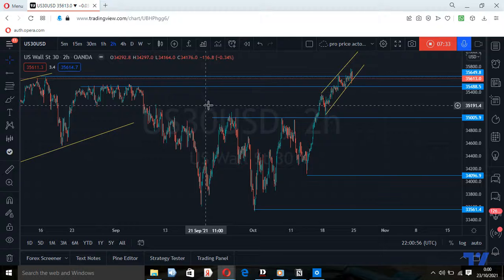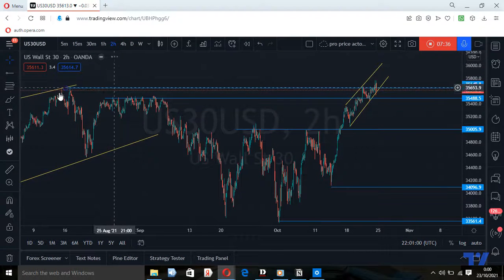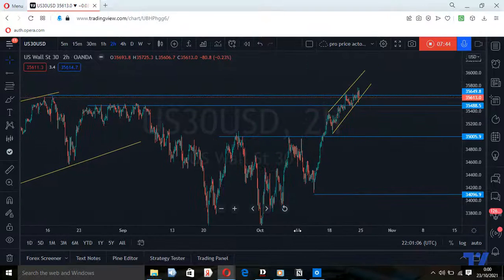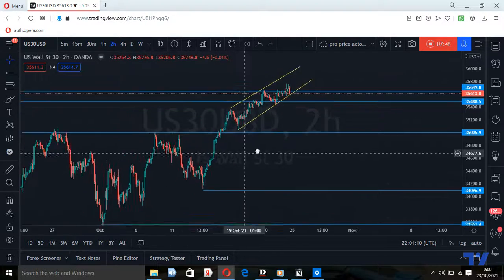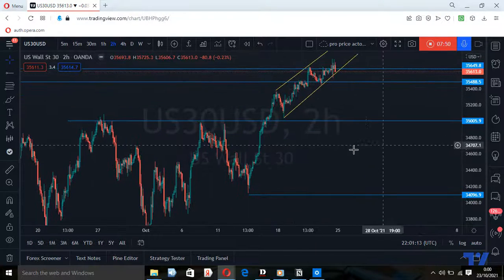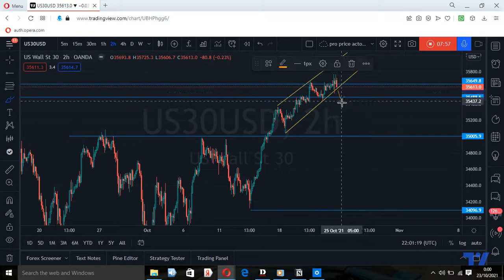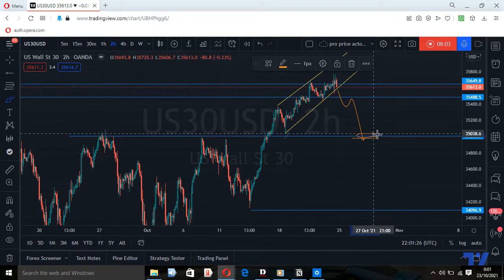So this is USA 30. We have two levels here. You have this previous level, which is our main resistance, but now it has broken. So what we are anticipating here is for the market to come and maybe break below this level before we execute our sell. Our tip is going to be around this area.